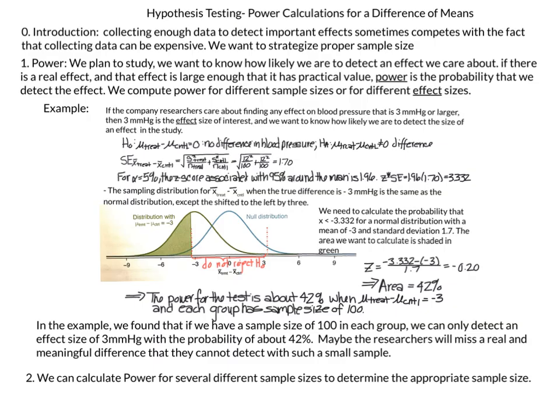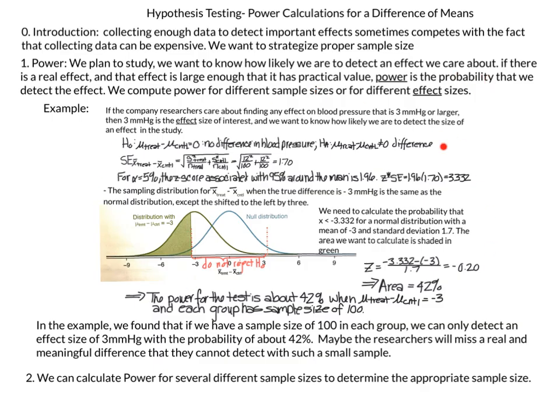Collecting enough data to detect important effects sometimes competes with the fact that collecting data can be expensive. We want to strategize a proper sample size. We want to know how likely we are to detect an effect we care about. If there is a real effect, and that effect is large enough that it has practical value, power is the probability that we detect the effect. We compute power for different sample sizes or for different effect sizes.